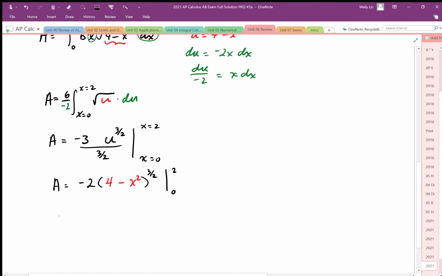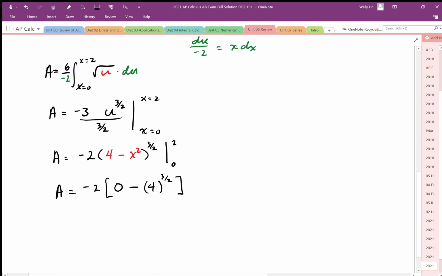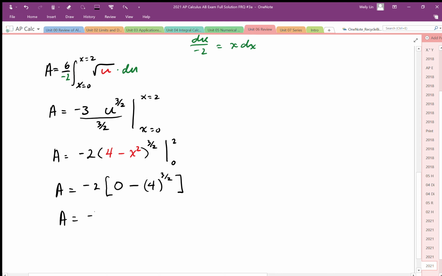Plugging this in, the area under that curve is going to be negative 2 times 4 minus 2 squared, which is 0, minus 4 minus 0 squared, so it's going to be 4 to the power 3 over 2. Working this out, A is equal to negative 2 times negative, square root of 4 is 2, cubed is 8. So I get an area that's equal to positive 16 units squared. In this case, the units are inches, so the area is going to be 16 inches squared.